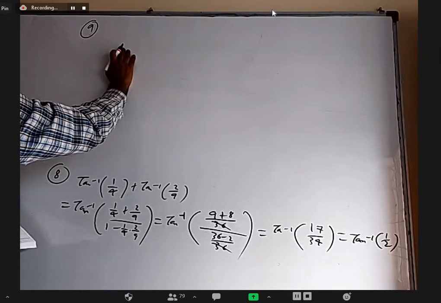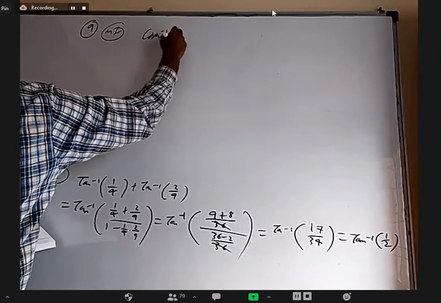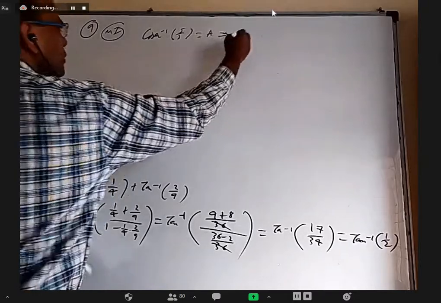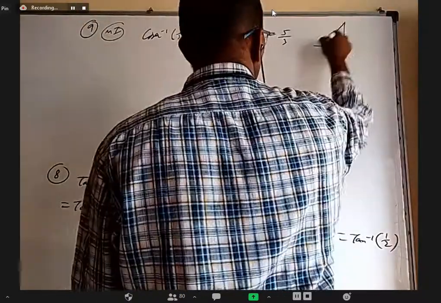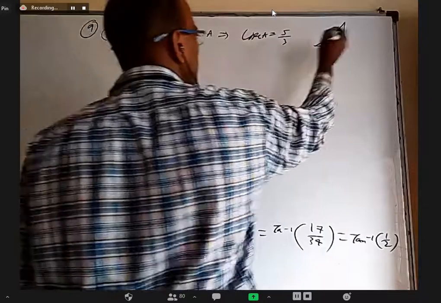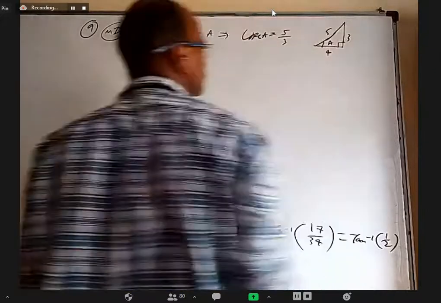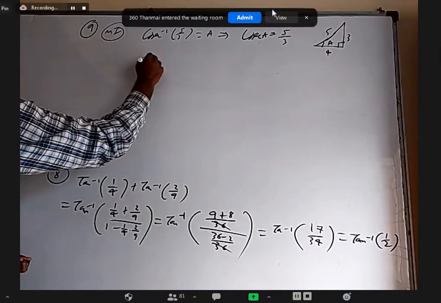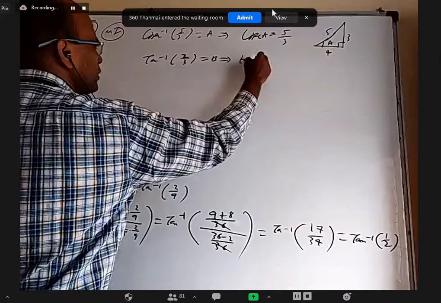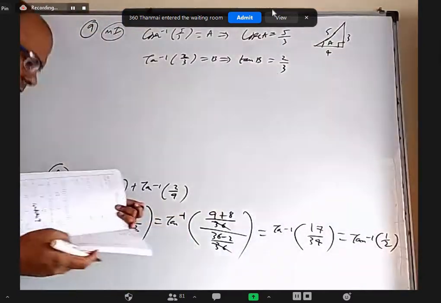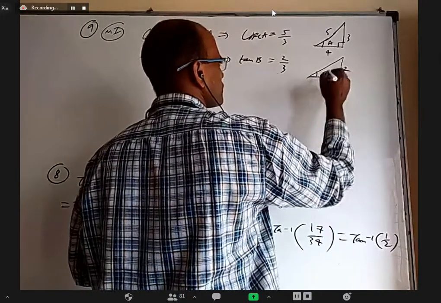Okay, ninth one, we can do it different ways. Maybe method 1. I want to take cosecant inverse 5 by 3 as A. From that, I will get cosecant A is equal to 5 by 3. I can even construct one triangle where cosecant means 5 is hypotenuse, this is A, 3 is opposite side, this is 4. Tan inverse 2 by 3 is B. Then tan B is 2 by 3. So this is B, this is 2, this is 3, this is root 13.